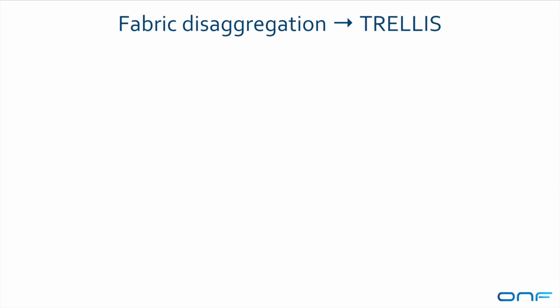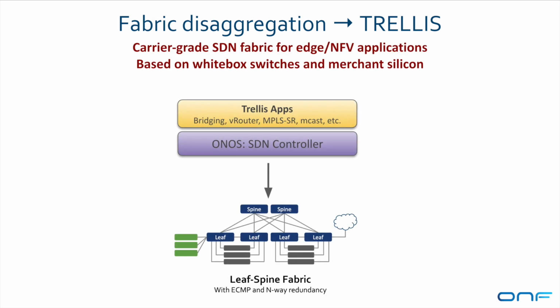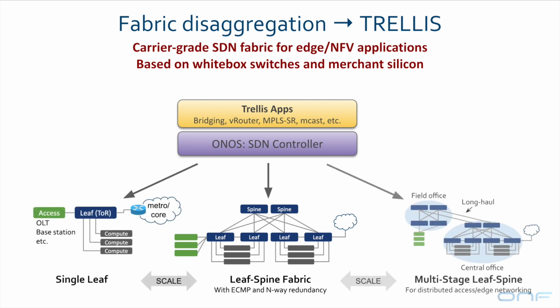Second, we have Trellis. We saw a brief introduction to Trellis in the previous demo, but it's worth introducing it again quickly. So Trellis is a set of SDN applications running on top of ONOS that provide the control plane for a fabric that is entirely made of whitebox switches and merchant silicon. The nice thing with Trellis is that the same set of applications can be used to transparently control different topologies.